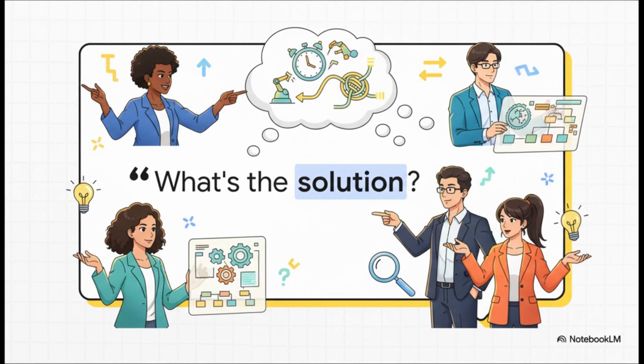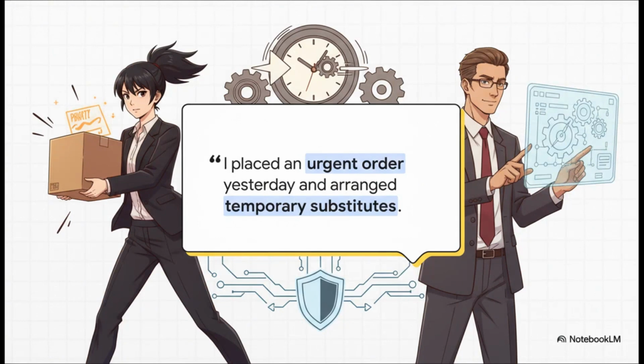And here we go. This is the big one, the most important question you'll get from your boss. What's the solution? This is your chance to change from someone who reports problems to someone who solves them. I absolutely love this answer. Did you catch that? The supervisor says, I placed. I arranged. He's talking about things he's already done. He didn't wait to be told what to do. He took action himself. That's fantastic.